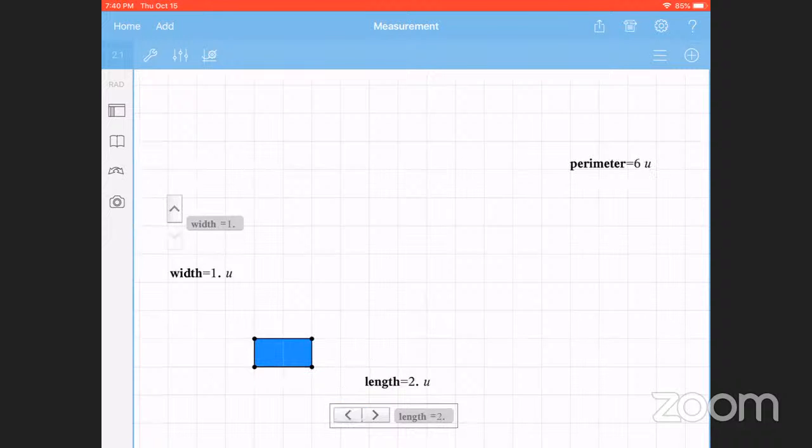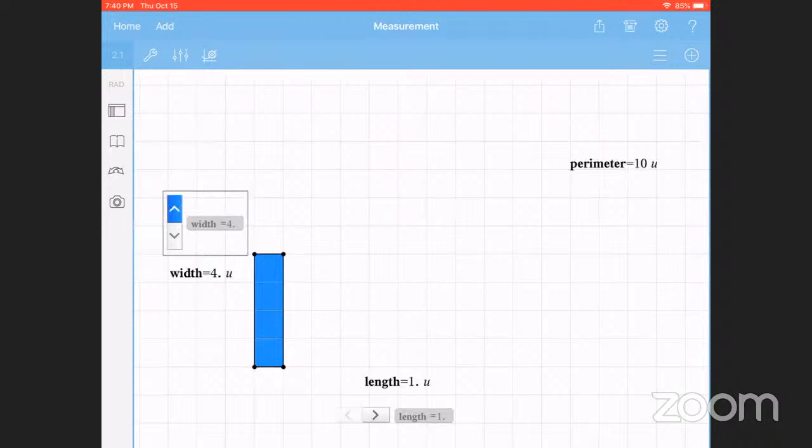Awesome. So let's bring the length back to 1 and let's check out the width. I'm going to do the same thing. We're going to press that. Do you see any similarities? Yes, the same routine. When you change the width by 1, it's changing perimeter by 2.